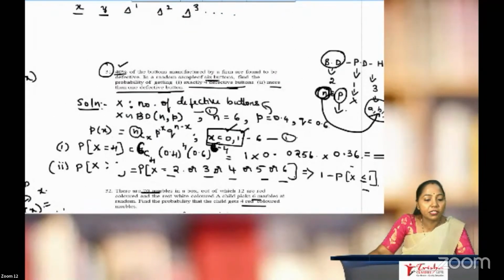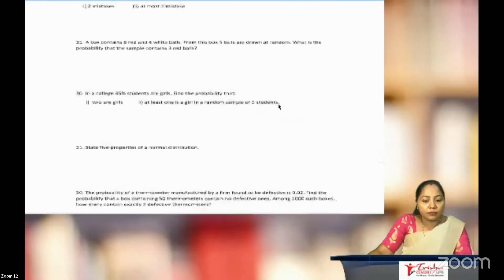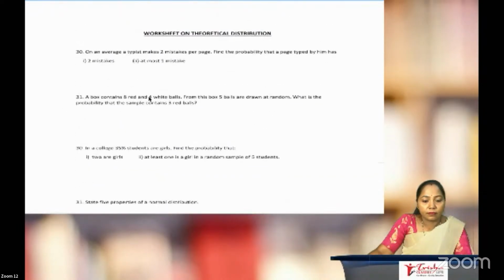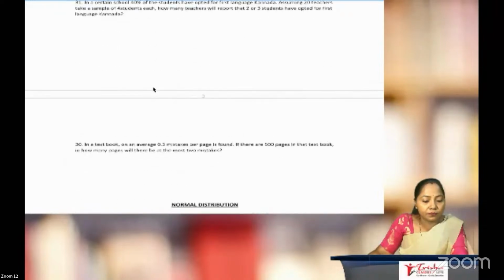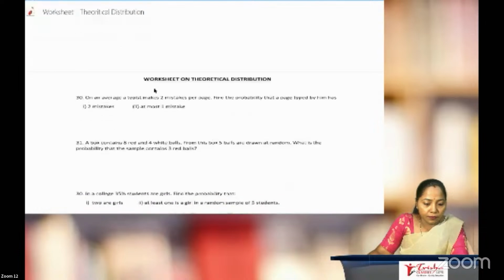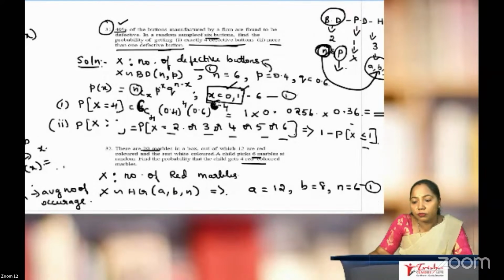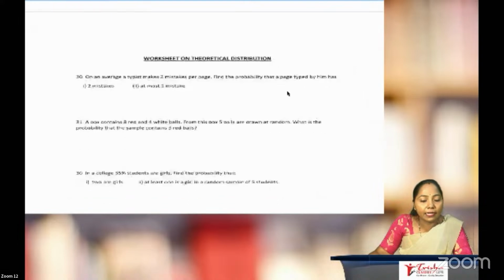So we were discussing question number 31 and 32, that is from theoretical distribution. Shall we discuss some more questions from that chapter, that is theoretical distribution? Shall we discuss few more sums? Okay, so these are few sums that I've selected from theoretical distribution. And as I told, the question number is 31 and 32.